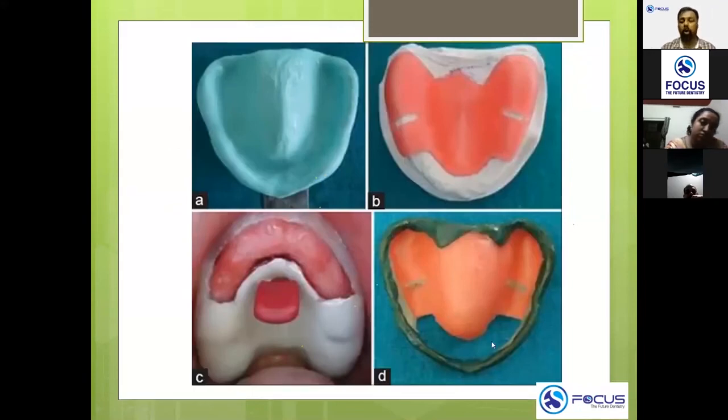Now after the border molding and wash impression, we'll place the tray over that region and pick up the whole tray along with the flabby ridge region. We will record it with a stock tray with a thin mix alginate, or with plaster of Paris, though technically nowadays we don't use it, or with a low viscosity elastomeric impression material. Okay, that is how we record the flabby ridge region with the window technique. Clear?